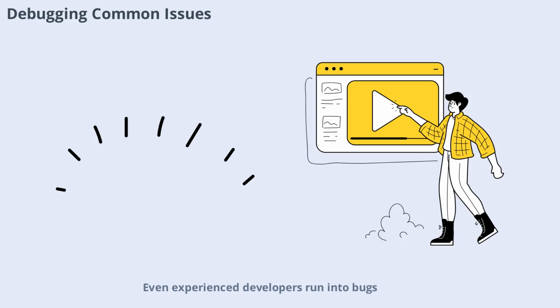Even experienced developers run into bugs. Debugging involves finding and fixing errors in your code. Use browser developer tools to inspect elements, check the console for errors, and test different scenarios. Patience and problem-solving skills are your best friends during this process.